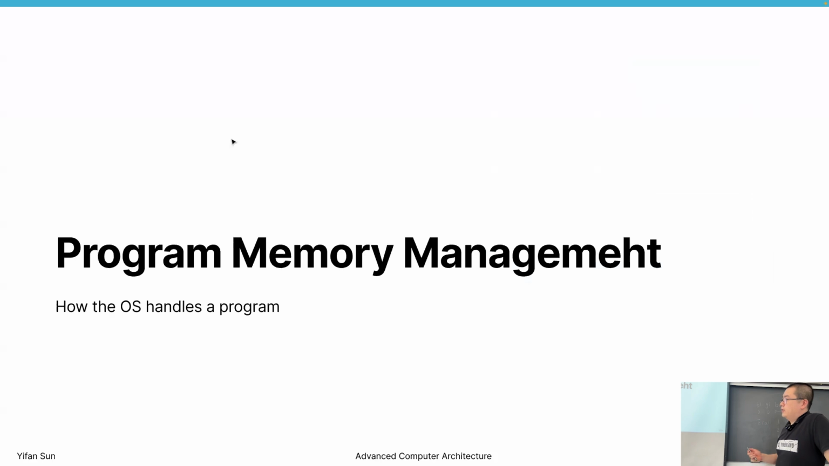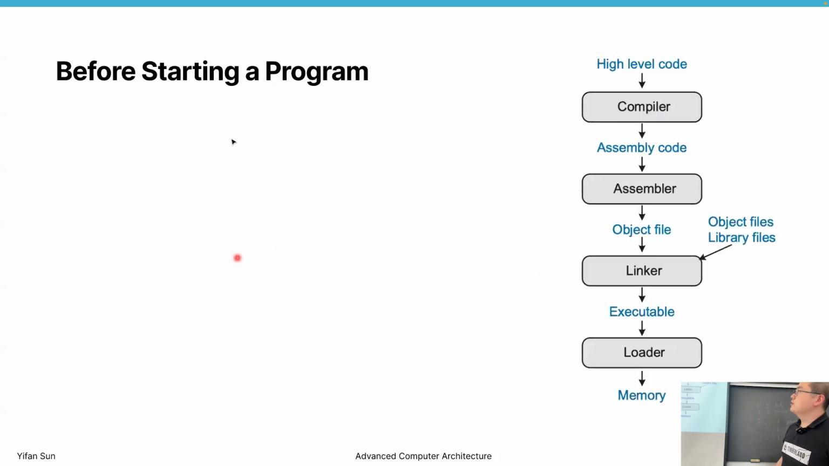Okay, so at the end of RISC-V ISA, I want to talk about program memory management. This part is not strictly related to RISC-V. Pretty much every program that is running in a Unix environment is organized in this way. So the question is, what happens before you start a program? At the beginning, you have high-level code. You write in C++, right, or C.